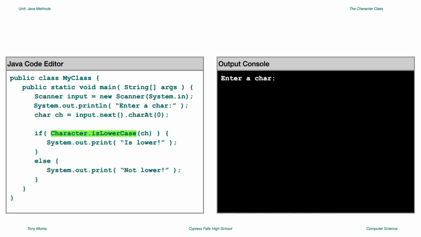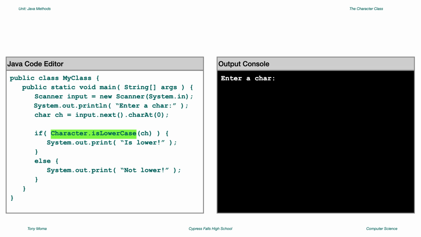So let's run it. We enter a char. I enter lowercase h. Lowercase h clearly is a lowercase letter. Thus, the method will return true, and "is lower" will get printed out. Suppose I run the method again. This time, I enter uppercase H. Uppercase H is not a lowercase letter. Thus, Character.isLowercase will return false, and "not lower" will get printed out.